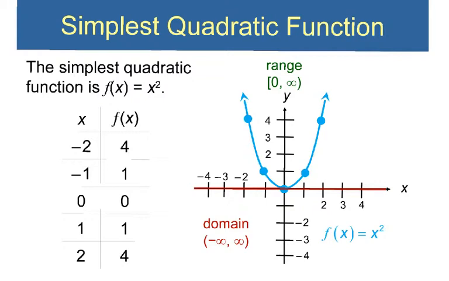We should know that the range begins here at the vertex and goes upwards, or depending on the direction of our quadratic function, whether it opens up or down. That's how we're going to find the range. We're going to look at the vertex and then either go up, or start at negative infinity and go up to the vertex. And the domain is always going to be all real numbers.